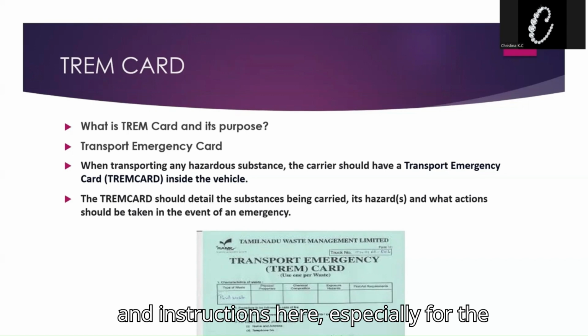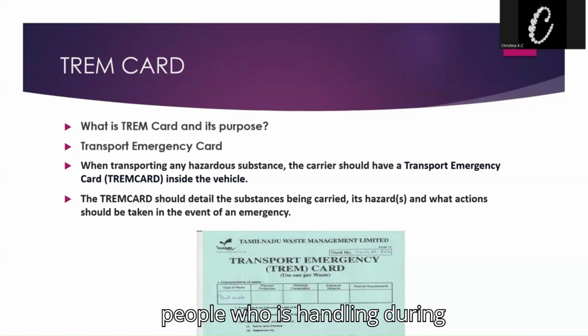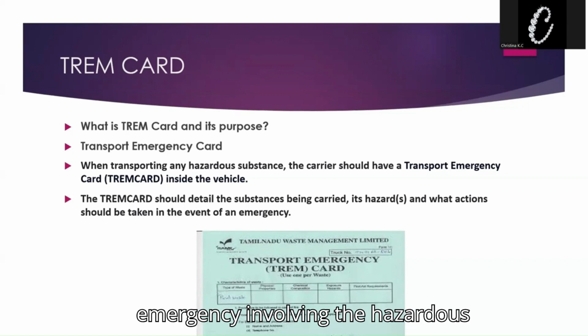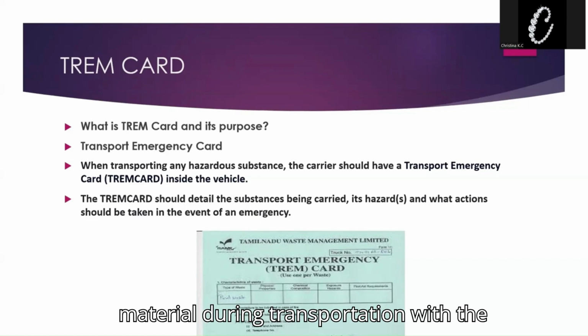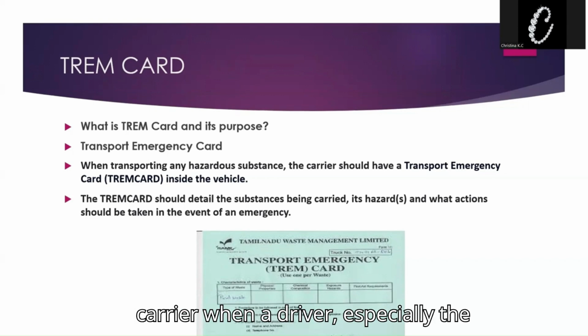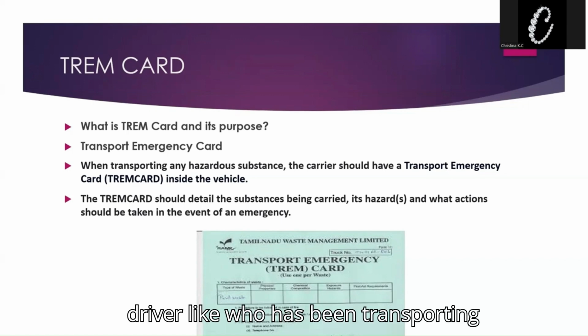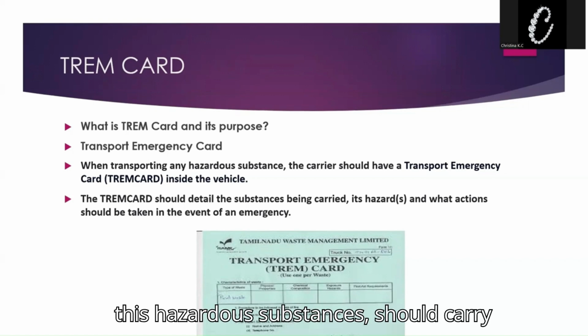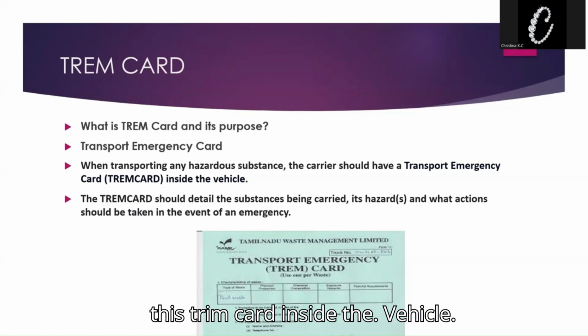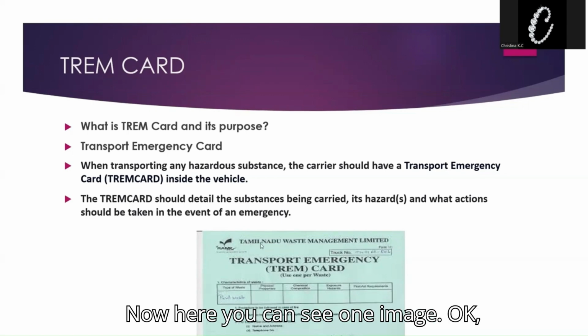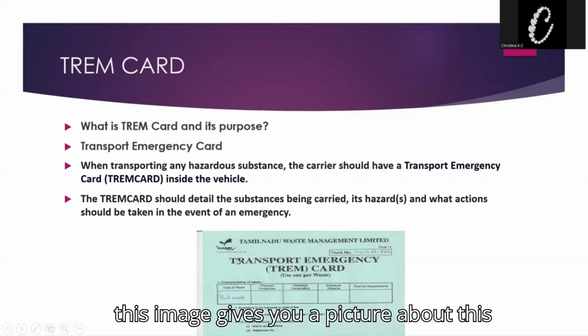instructions, especially for the people handling emergencies involving hazardous material during transportation. The driver who is transporting these hazardous substances should carry this TREM card inside the vehicle. Now here you can see one image. This image gives you a picture of this TREM card.